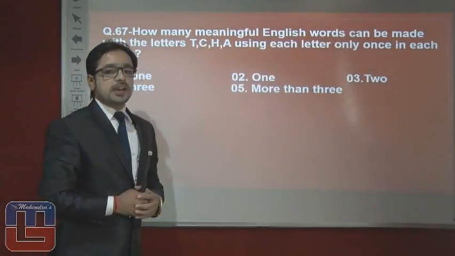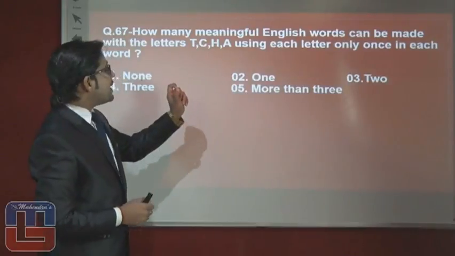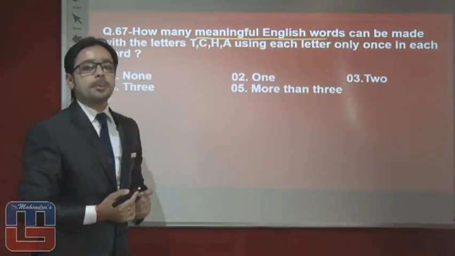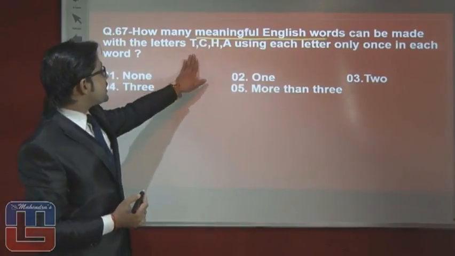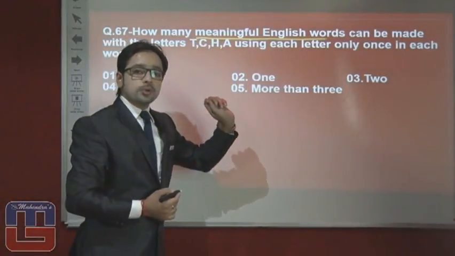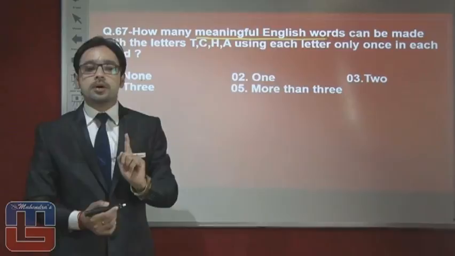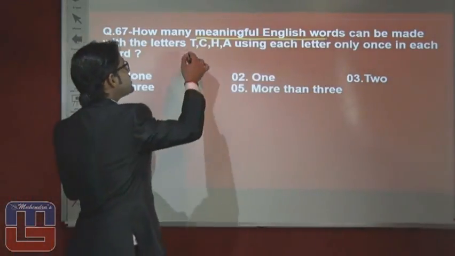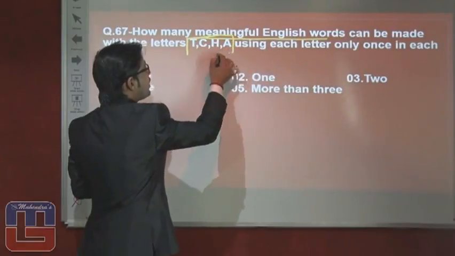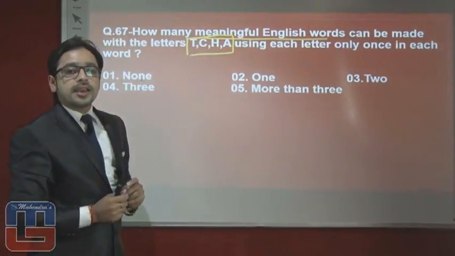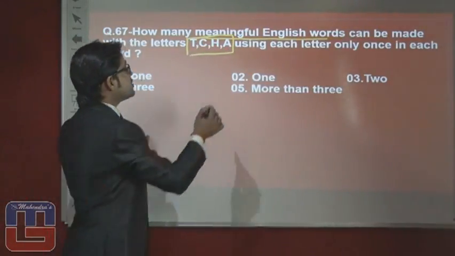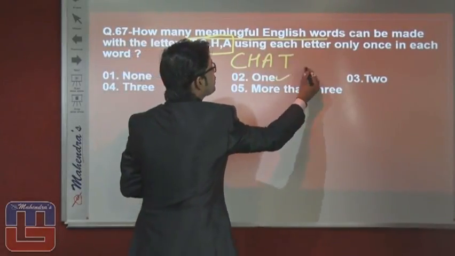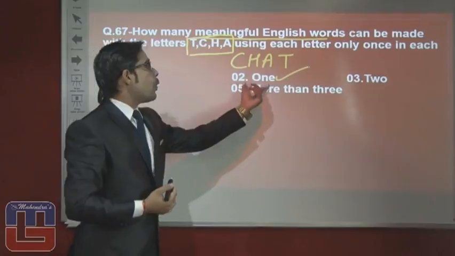This question, examiner wants to know how many meaningful English words can be made with the letters TCHA, using each letter only once in each word. After analyzing the facts which are given to us, we can say we can make only one word, that is CHAT. So the answer of this question will be option number 2, that indicates 1.